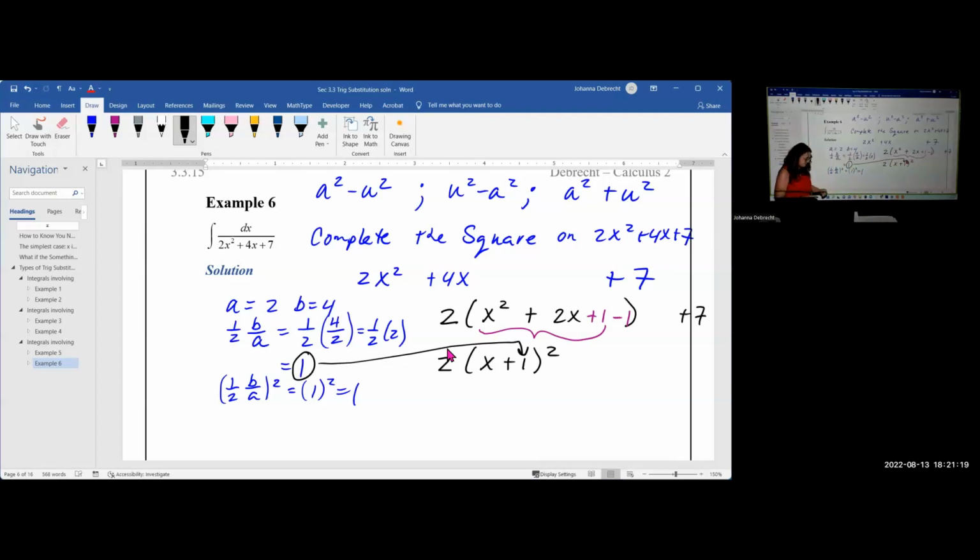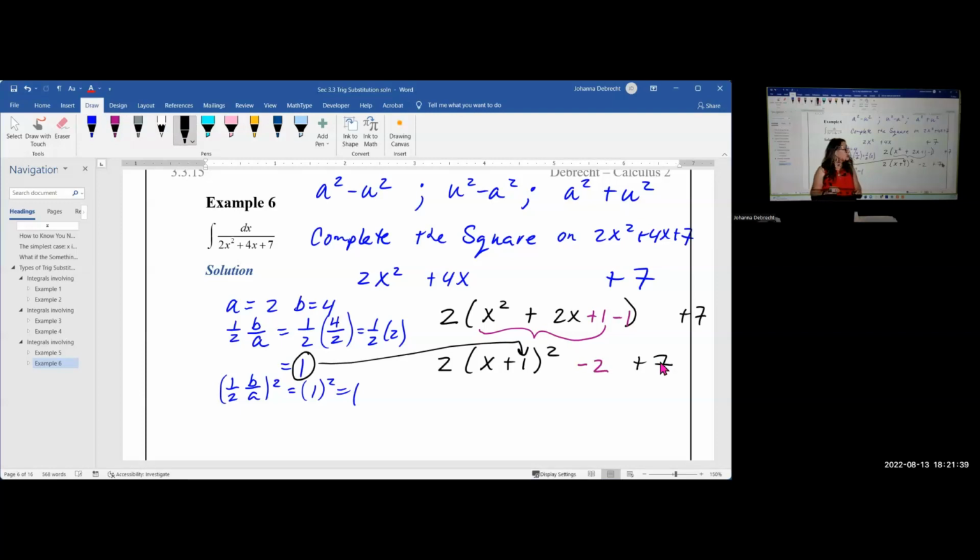No exceptions, right? We're forcing it to fit a pattern. Now, what about this minus 1? Well, it's inside parentheses. It should be multiplied by the 2. So I really have 2 times minus 1, or a minus 2. This is the part that wasn't originally in there. And then I still have my plus 7.